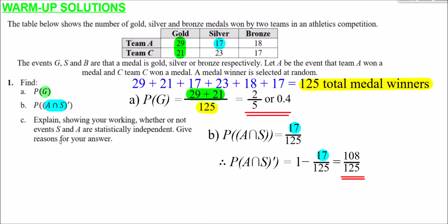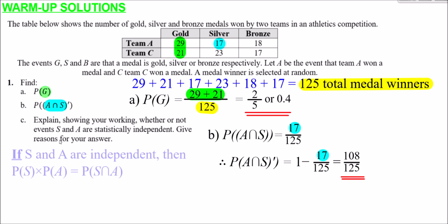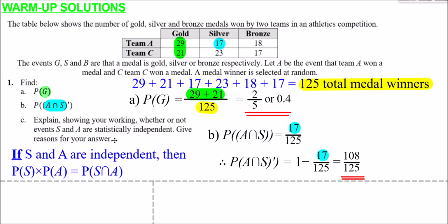Part C: explain, showing working, whether or not events S and A are statistically independent. You must give reasons for your answer. Well, there's a formula for proving statistical independence, which we need to know, and it's this. If S and A are statistically independent, then the probability of S multiplied by the probability of A will equal the probability of a random element being in the intersection when it's selected, where the intersection of S and A is this here. So first of all, let's think about this in parts.